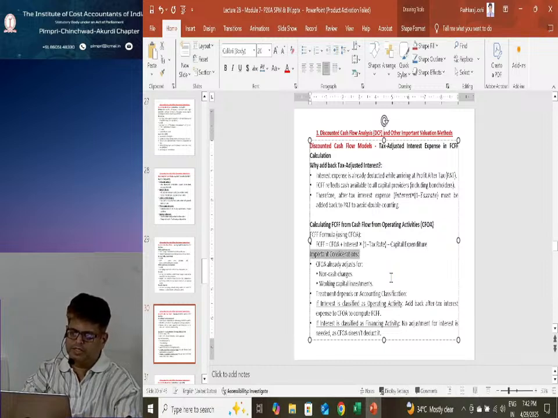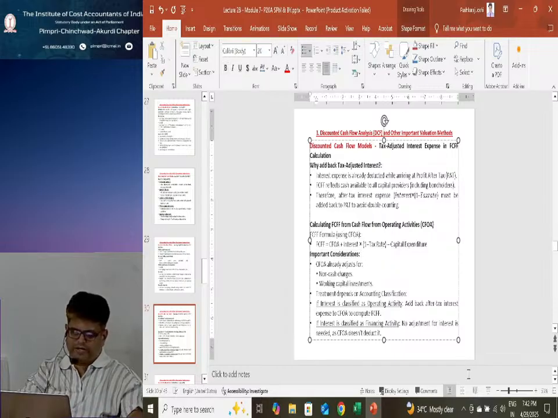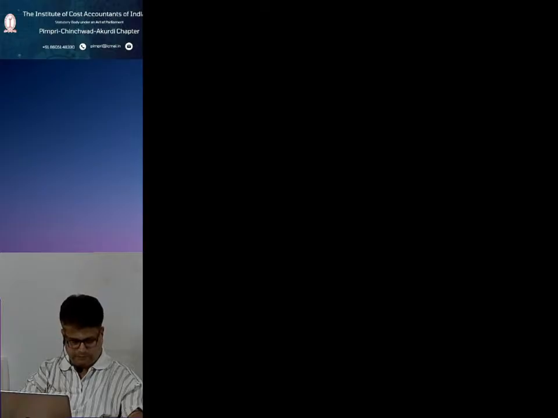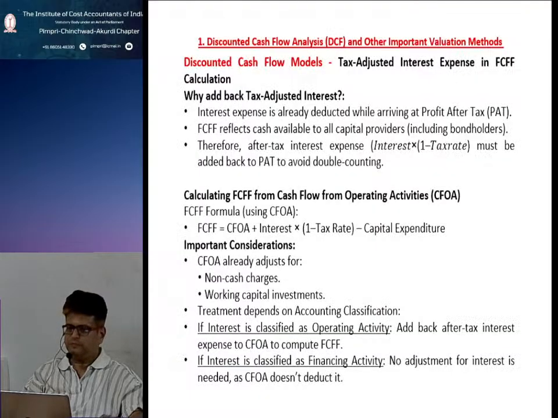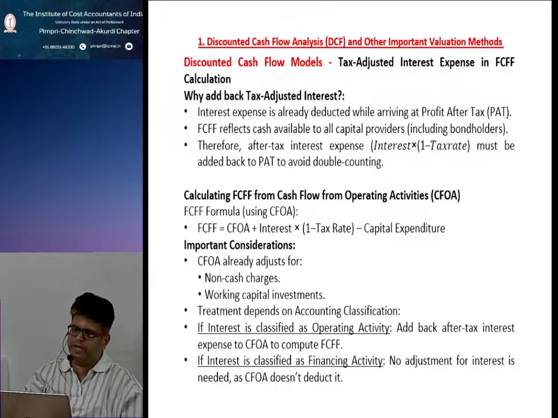The important considerations in this are that CFO is already adjusted for non-cash charges and working capital investments. Tax treatment depends on the accounting classification also. If interest is classified as operating activity, then add back after tax interest expense to CFOA to compute FCFF. If interest is classified as financing activity, no adjustment for interest is needed as CFOA doesn't deduct it.